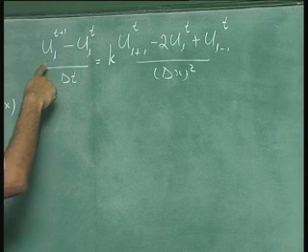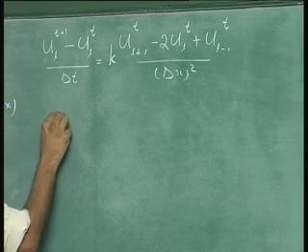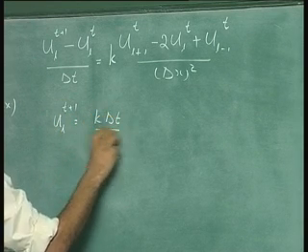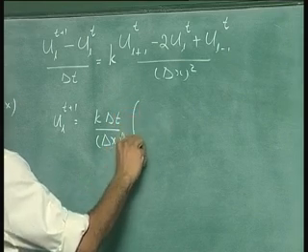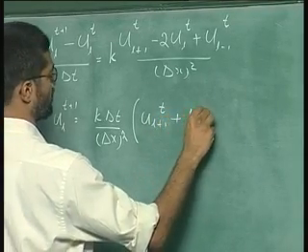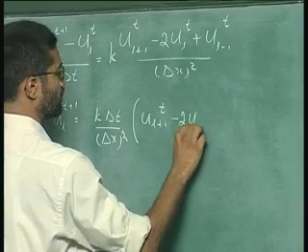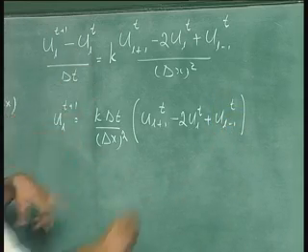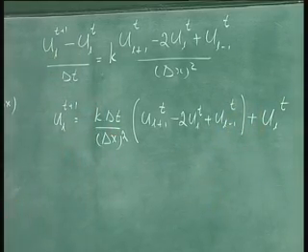So we can rewrite this in terms of what we want to find out, which is the temperature at time t plus 1. So we can write u_l at t plus 1 is equal to k times delta t by delta x squared, into u_(l+1) at t minus 2 u_l at t plus u_(l-1) at t, plus u_l at t. So that's an equation which we will be writing.